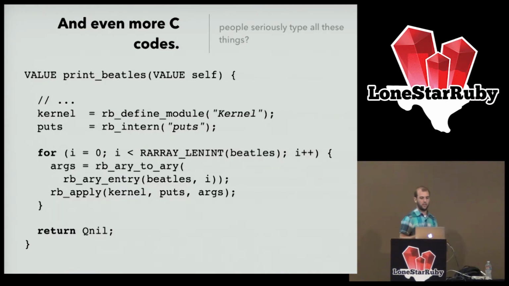And that prints out all our beetles. And that's how you turn a little bit of Ruby into a lot of C that's a little slower than actual Ruby.